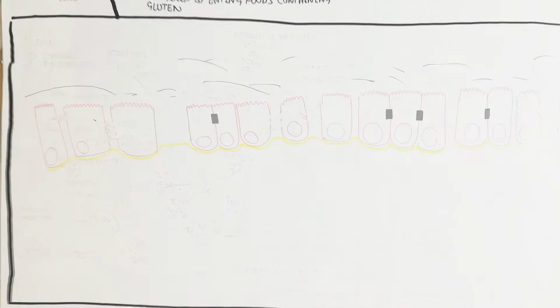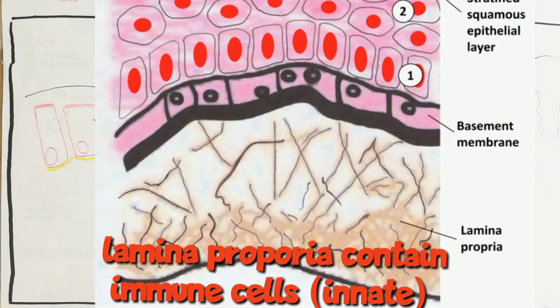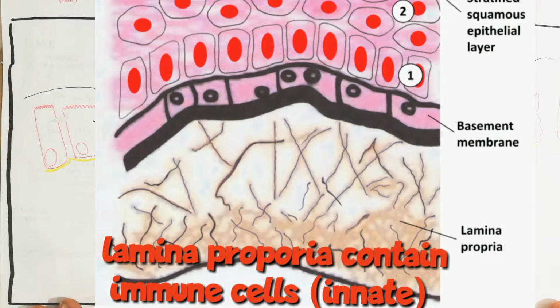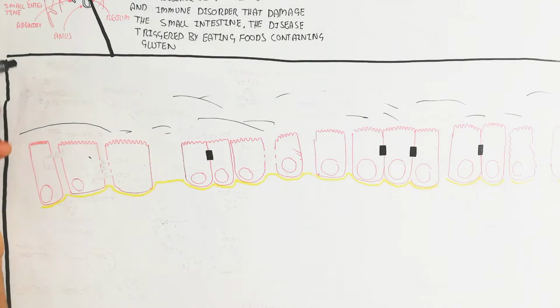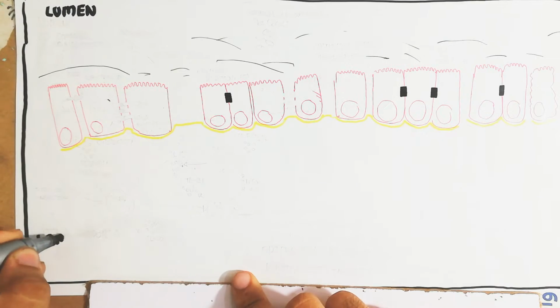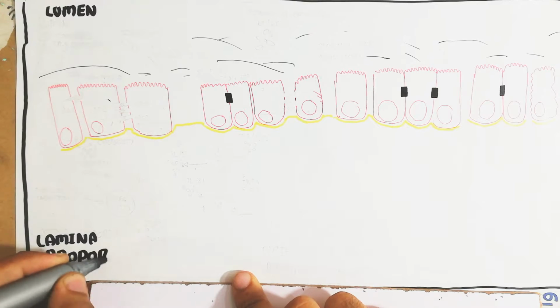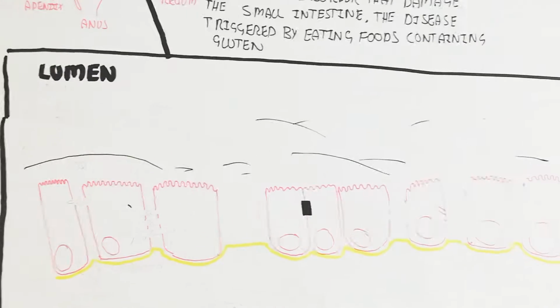Here I am drawing the bigger picture of the small intestine, with the lumen and the lamina propria. You can understand it in this way. The lamina propria contains innate immune cells. So let's begin to understand. Remember one more important thing: the lamina propria is here and the outer side is the lumen.